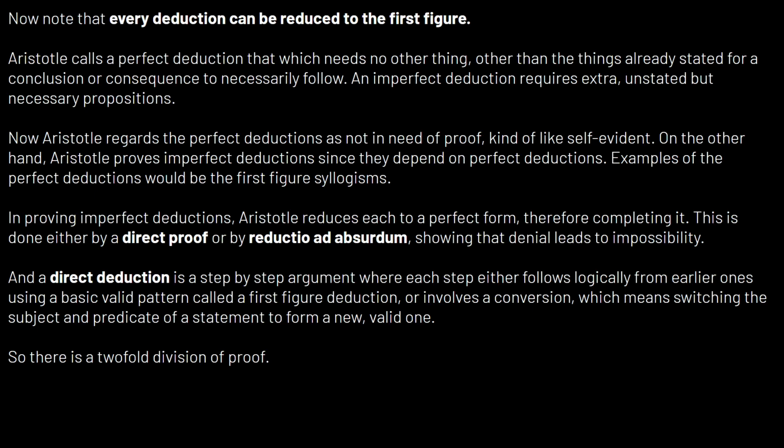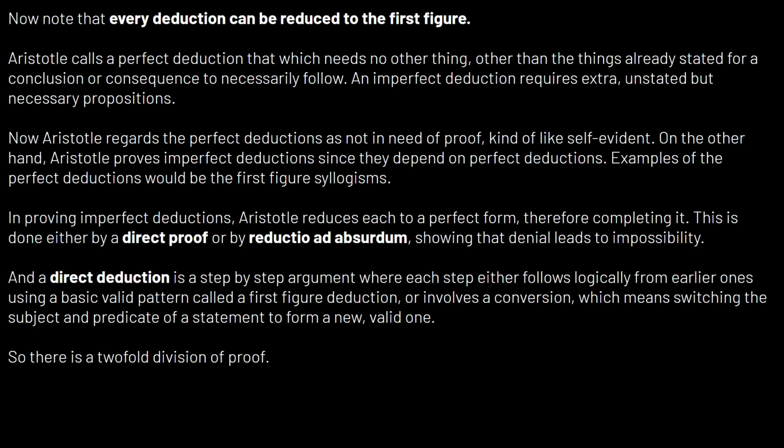Now, in proving imperfect deductions, Aristotle reduces each to a perfect form, therefore completing it. This is done either by a direct proof or by a reductio ad absurdum, showing that denial leads to impossibility. And a direct deduction is a step-by-step argument where each step either follows logically from earlier ones using a basic valid pattern called a first figure deduction, or involves a conversion of one of the earlier premises, or swapping the order of the premises.